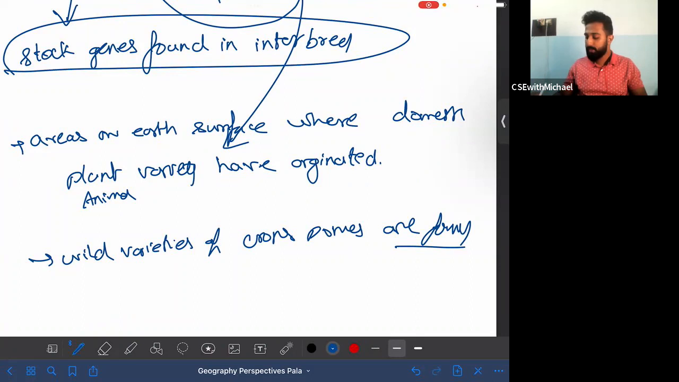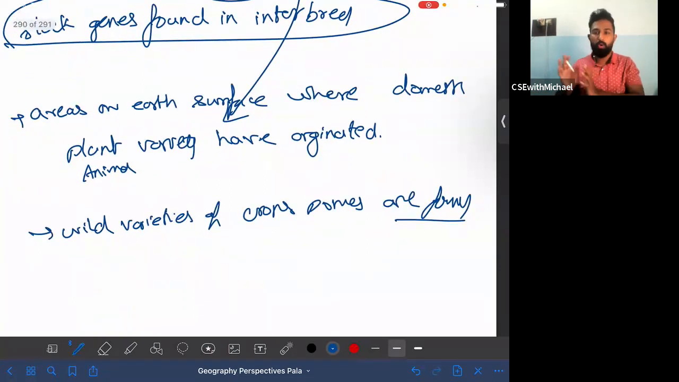Now, a domesticated variety would be one or two or three varieties, but the gene pool centers abound in a huge variety of genes. There is so much gene variety. This concept was given by somebody known as Vavilov.